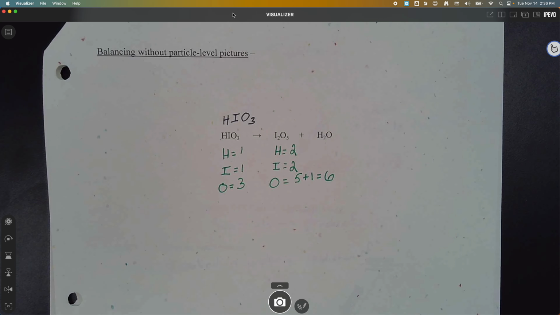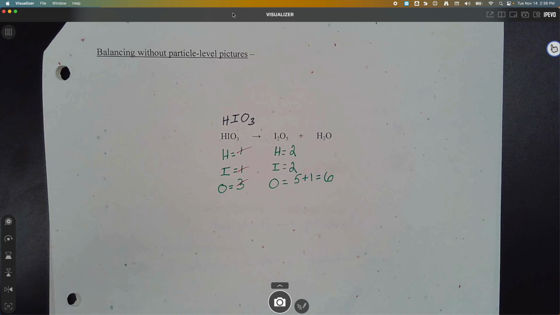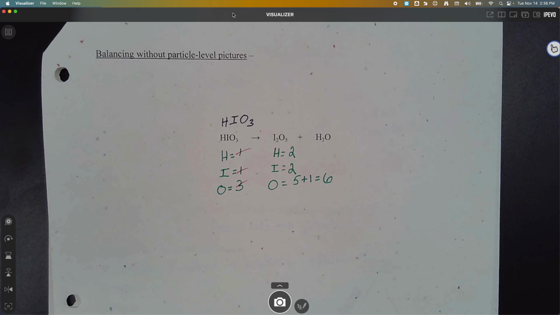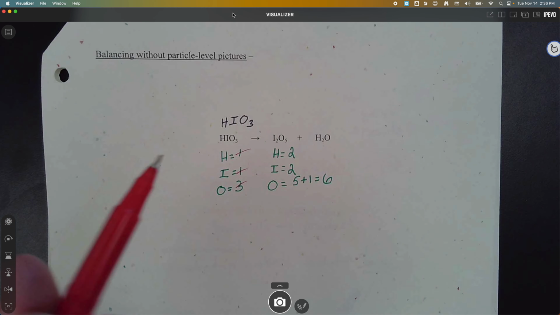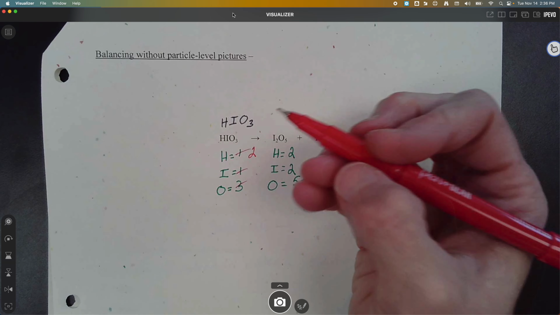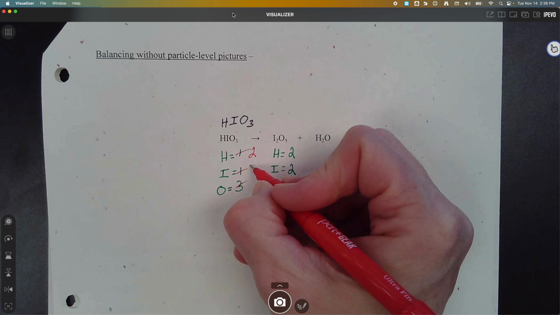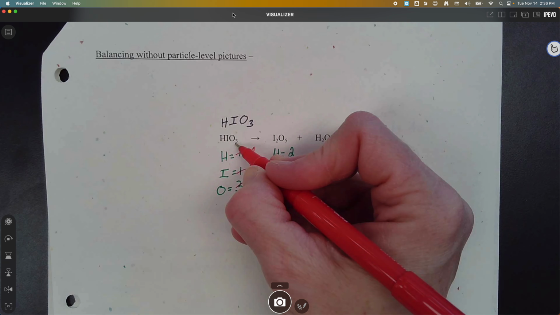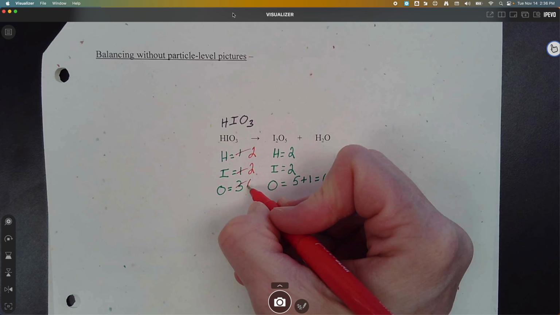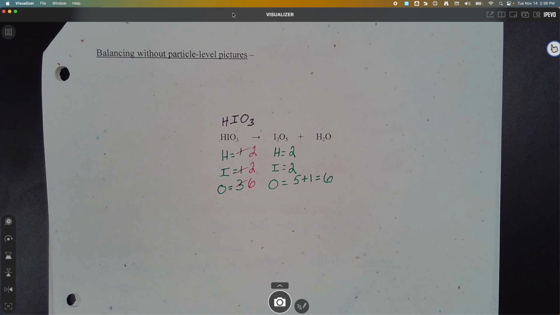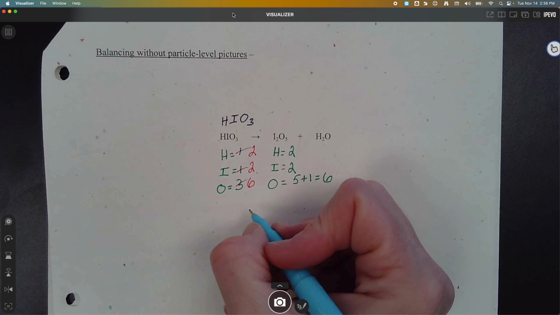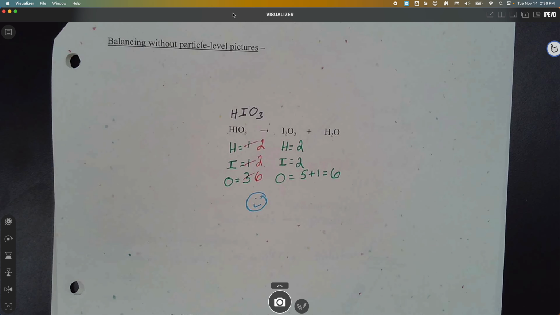And when you add something, you're going to recount. So since I added something over there, I'm going to cross those out. And let's count again. Hydrogens, 1, 2. Iodines, 1, 2. Oxygens, 3, 6. And that's it. In a delightful situation, I now have the same number and same type of atom on each side.